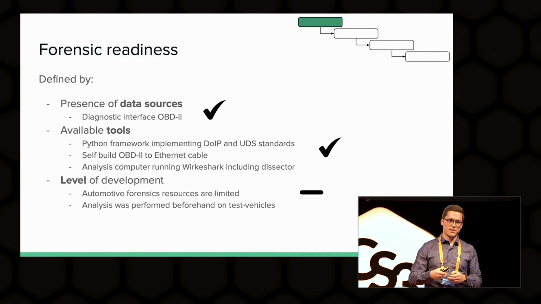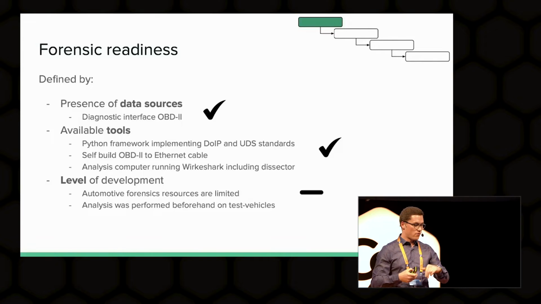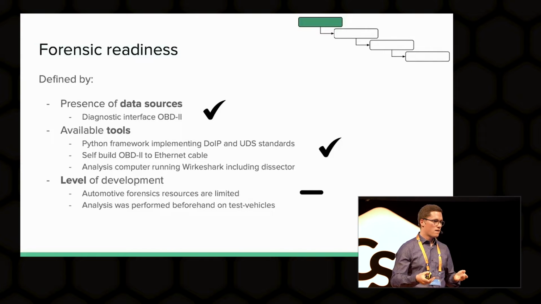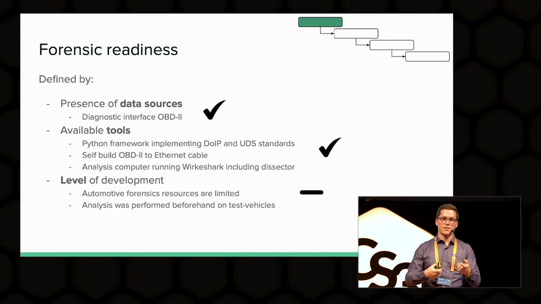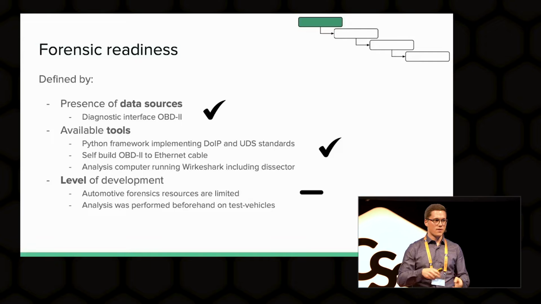Forensic readiness is basically defined by first defining which data sources are present within a car and which connection interface we can use to acquire this data. Here we're using the OBD2 interface, as Christopher already mentioned, and the data we are collecting at this time is internal flash and external flash memory from different ECUs.